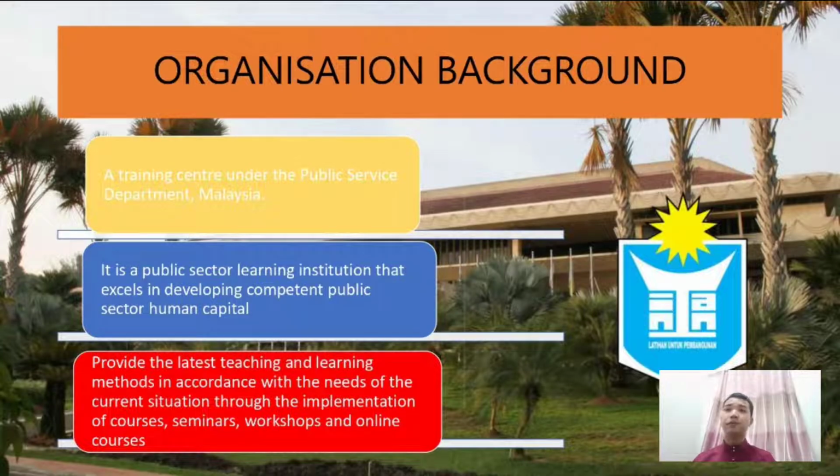For the next slide, here is the organization I chose to do my industrial training. As you can see here is the Intan logo. Intan is the National Institute of Public Administration. It is one of the training centers under the Public Service Department Malaysia. In Malay, we call it Institut Tadbiran Awam Negara, so that's why the acronym is Intan. It is a public sector learning institution that excels in developing competent public sector human capital. It also provides the latest teaching and learning methods in accordance with the needs of the current situation through the implementation of courses, seminars, workshops, and online courses.